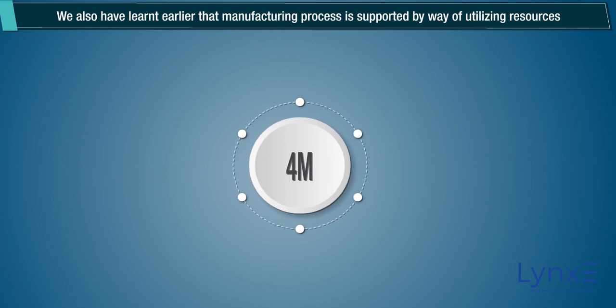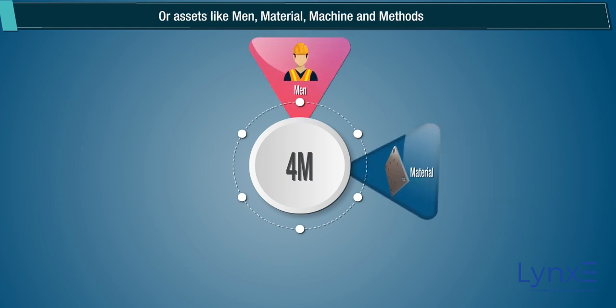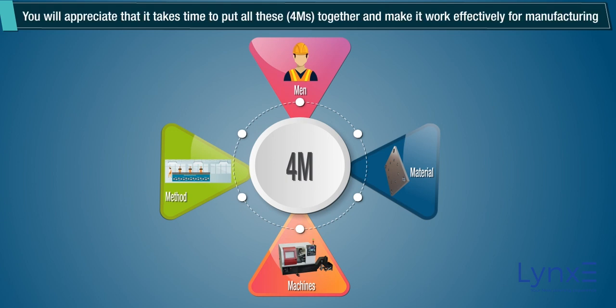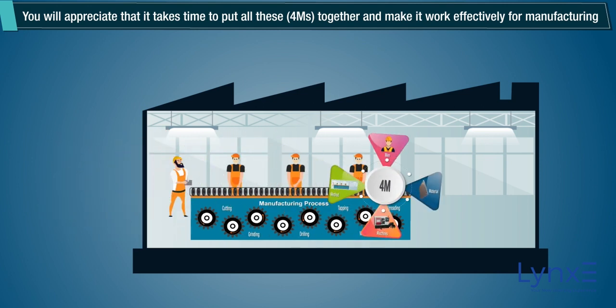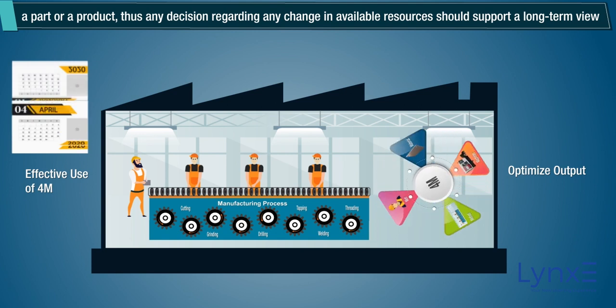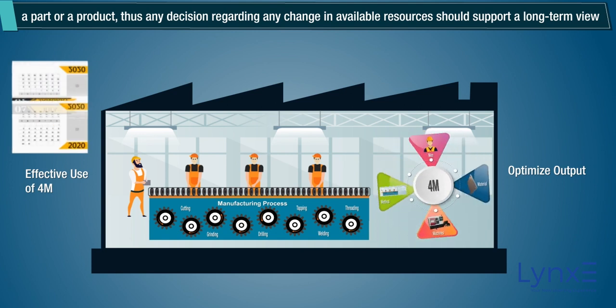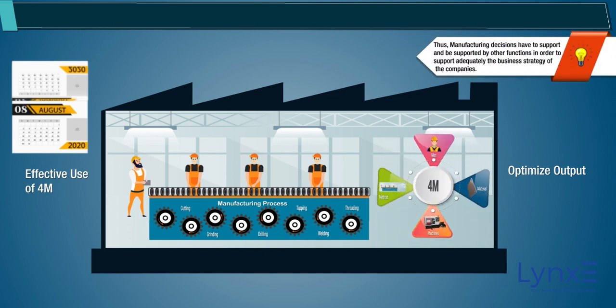We also have learned earlier that manufacturing process is supported by way of utilizing resources or assets like men, material, machine, and methods. You will appreciate that it takes time to put all these 4Ms together and make it work effectively for manufacturing a part or a product. Thus, any decision regarding any change in available resources should support a long-term view. Note: thus, manufacturing decisions have to support and be supported by other functions in order to support adequately the business strategy of the companies.